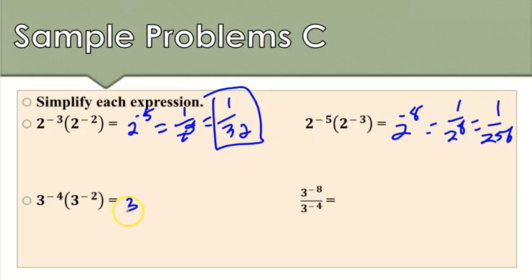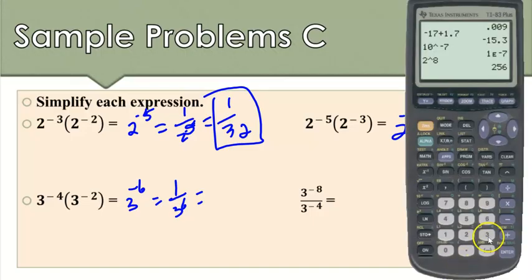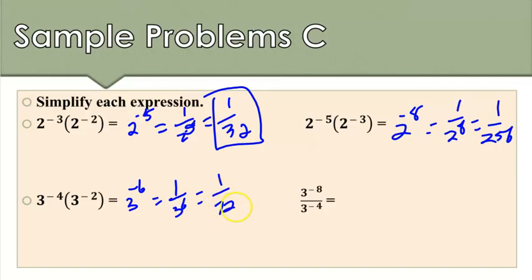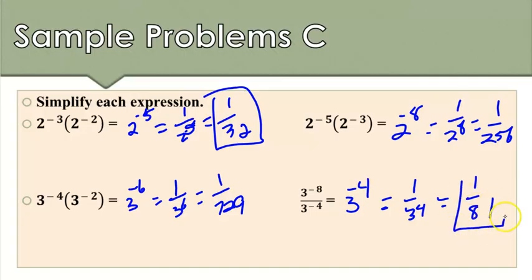Next, I have base of 3. Negative 4 plus negative 2 is negative 6. So this would be 1 over 3 to the 6th power, which would make that equal to, grab our calculator, we got 3 raised to the 6th power, 729. So 1 over 729. And then the last one, when we divide like bases, we subtract the exponents. So this would be 3, negative 8 minus a negative 4, which really means negative 8 plus 4. And we would get negative 4 here, which the reciprocal would be 1 over 3 to the 4th power, which would make it 1 over 81.